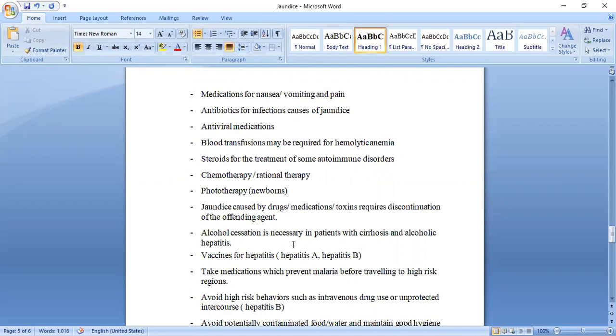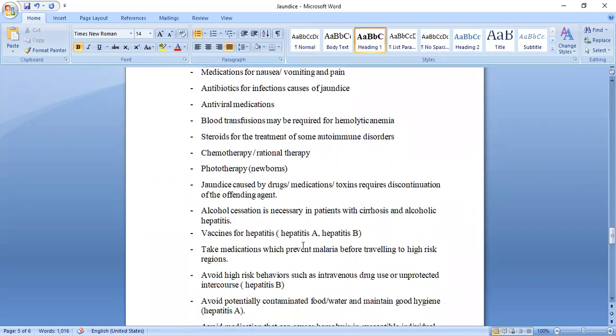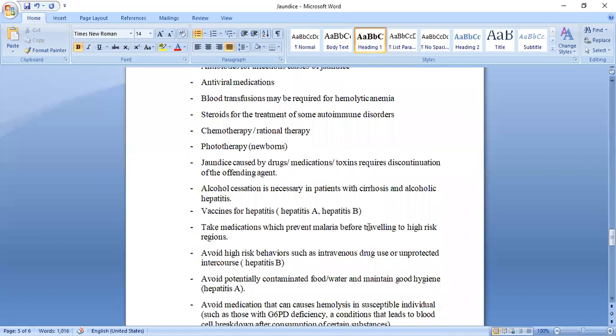Alcohol cessation, stop the alcohol. And vaccines for hepatitis are there. We have to take that type of vaccines. Nowadays, we are taking the corona vaccine like that. These vaccines are also available for hepatitis A, hepatitis B. All vaccinations are there. We have to vaccinate.